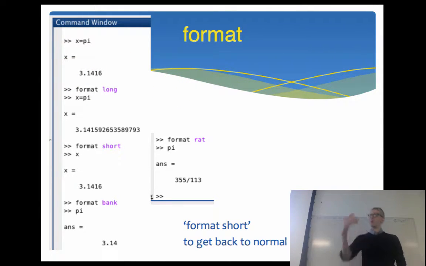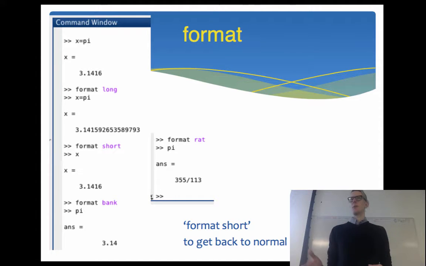If I want more precision displayed to the screen, I can type format space long, and then do the same command again. Again, there's no semicolon at the end of this line, which is why we're seeing all the information printed to the screen. And it's showing me pi to more decimal places. You can do format short to get back to this default, where it just displays a few. Short is the default, at least in my version.